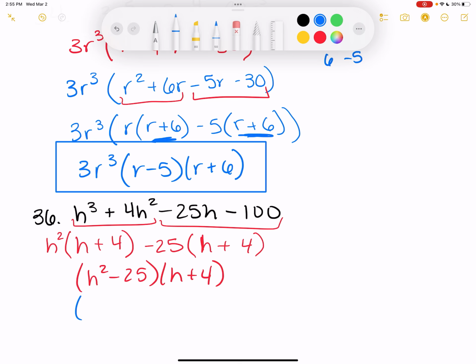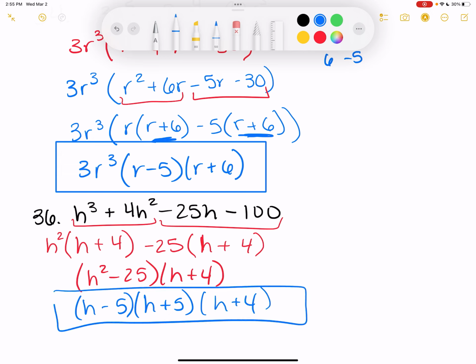Square. 1, 25 and 25. Negative 1. How do I factor a difference of squares, people? You just took a quiz on this. It's going to be H. H minus 5, H plus 5. And then H plus 4 gets copied down. Oh, so you don't do anything to H plus 4.